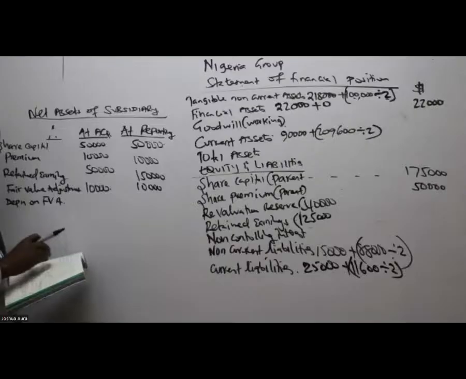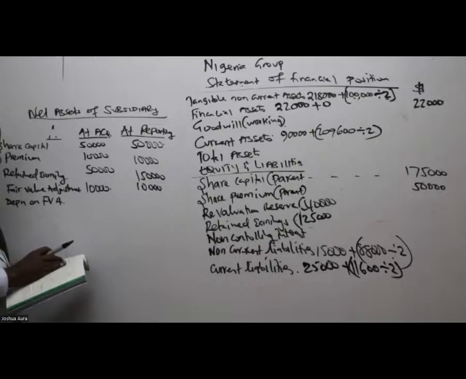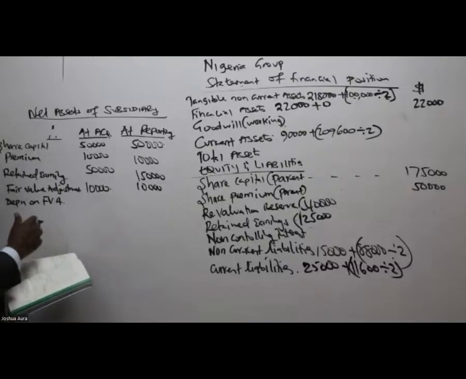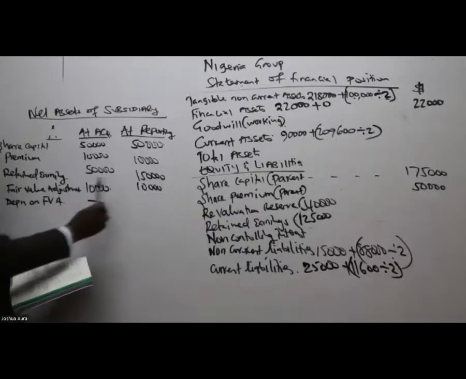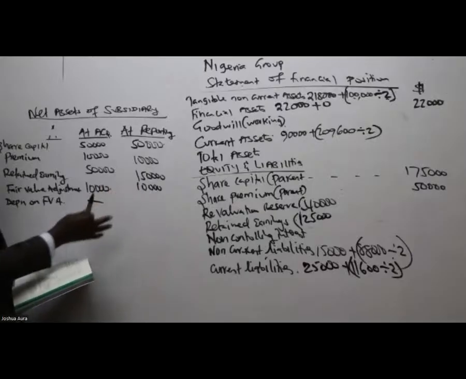I'm repeating again, reading note 1: Nigeria acquired 40,000 shares in Lagos on the first day of the accounting period for DN 400,000, when the retained earnings at acquisition were 50,000. Now, the only thing that I would expect you to give me is the depreciation on fair value adjustment, which is never here. Depreciation on fair value adjustment always comes in as a deduction, right?